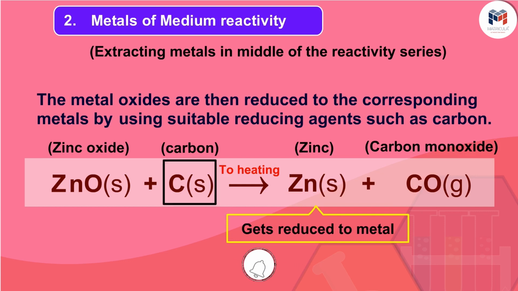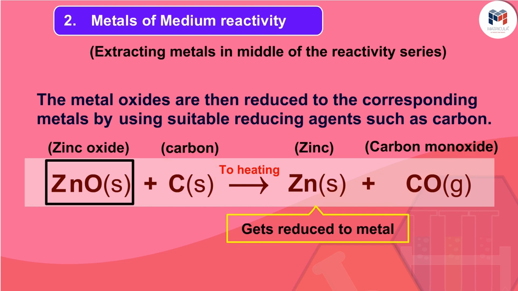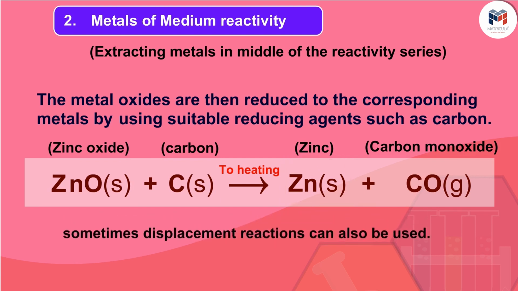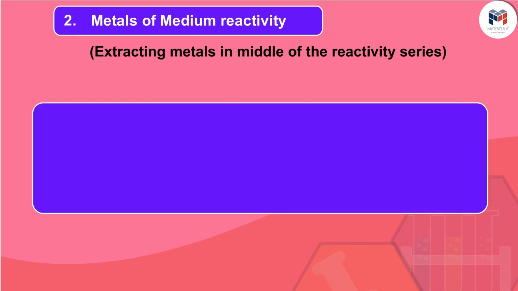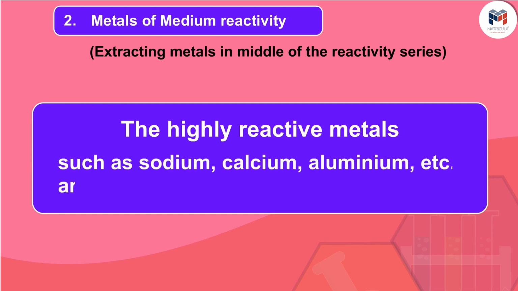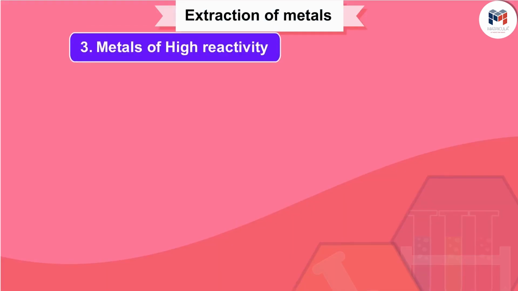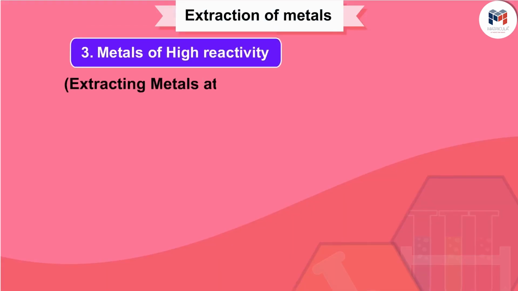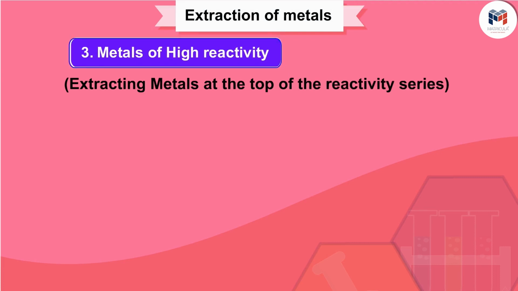Besides using carbon, coke to reduce metal oxides to metals, sometimes displacement reactions can also be used. The highly reactive metals such as sodium, calcium, aluminium, etc. are used as reducing agents.